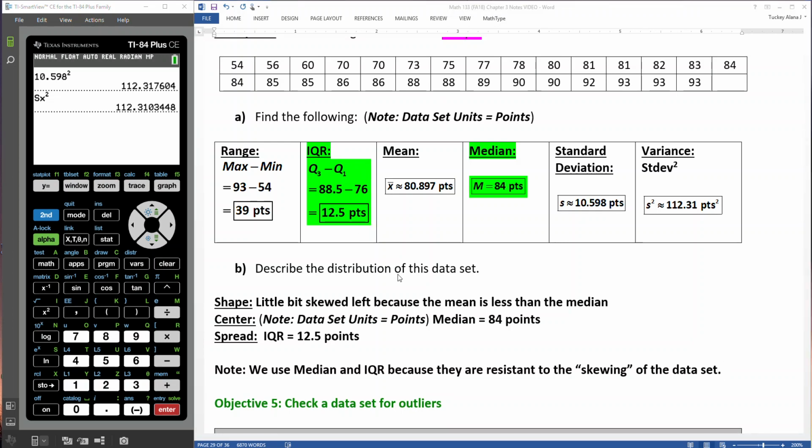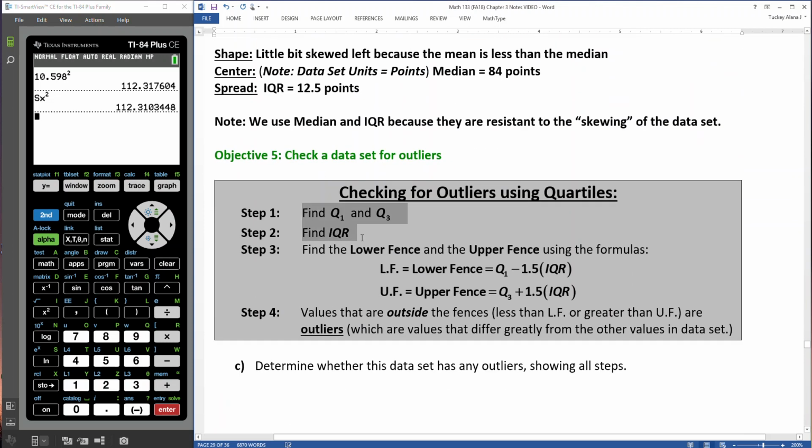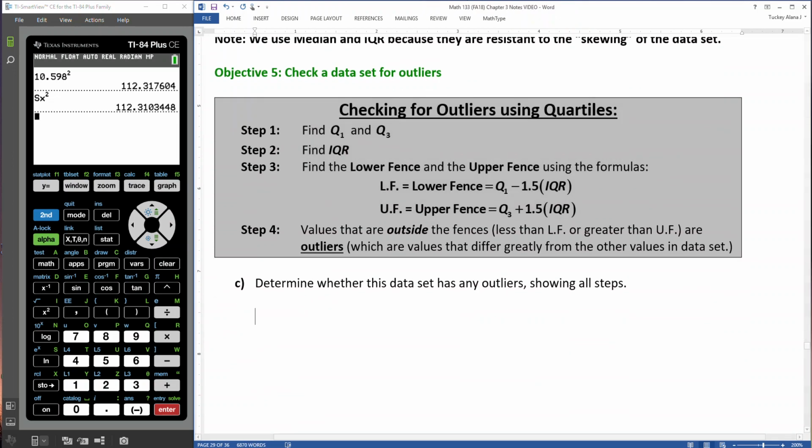And this leads us to our last little bit of information with regards to the IQR, which is that we use the IQR and the quartiles as well in order to officially check for outliers. Checking for outliers is a 4-step process. You find your Q1 and Q3, which are found with your calculator, or if it's easy enough, you could find them by hand. And then you find your IQR. For this problem, we've already done those steps. We've already found Q1 and Q3. You can make a little note: you find them with one variable stats on the calculator if you're using a TI-84.